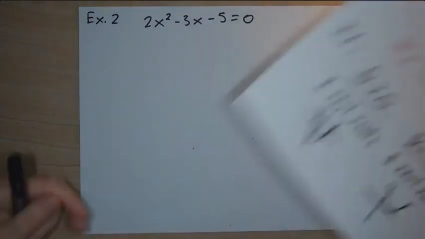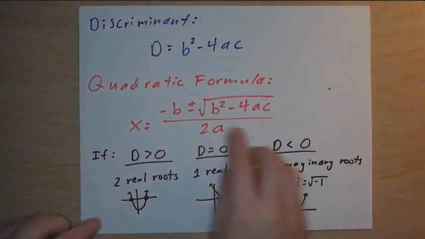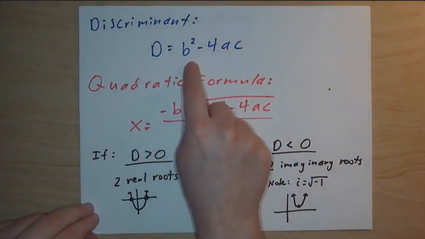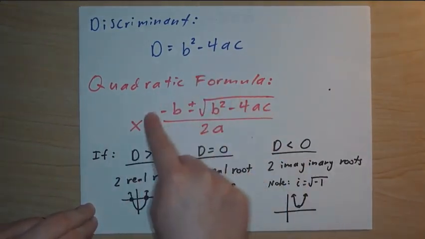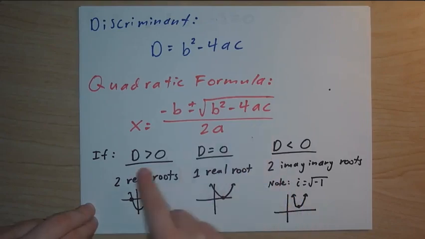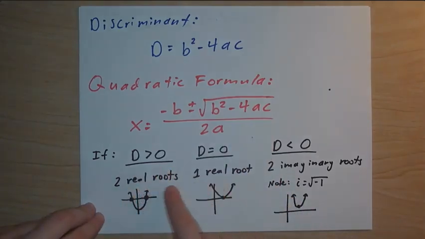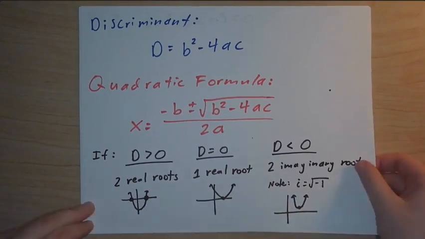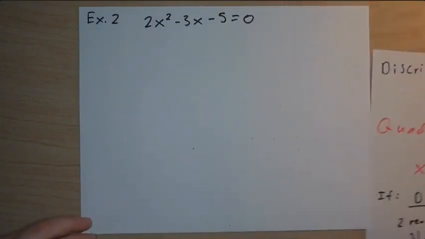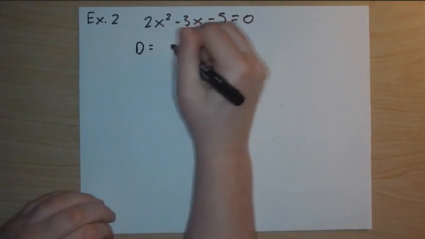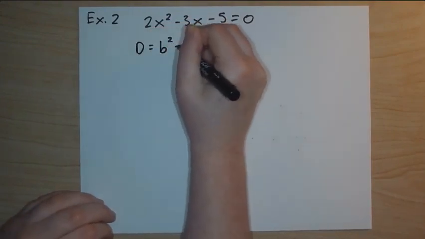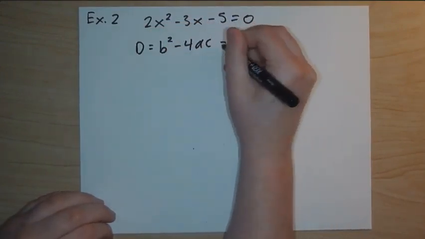If you remember last time, I explained the discriminant is D equals b squared minus 4ac, which comes from the quadratic formula, and our discriminant can tell us what kind of roots we have, how many, and what they'll look like, essentially. So, jumping straight into it, our discriminant is equal to b squared minus 4ac.